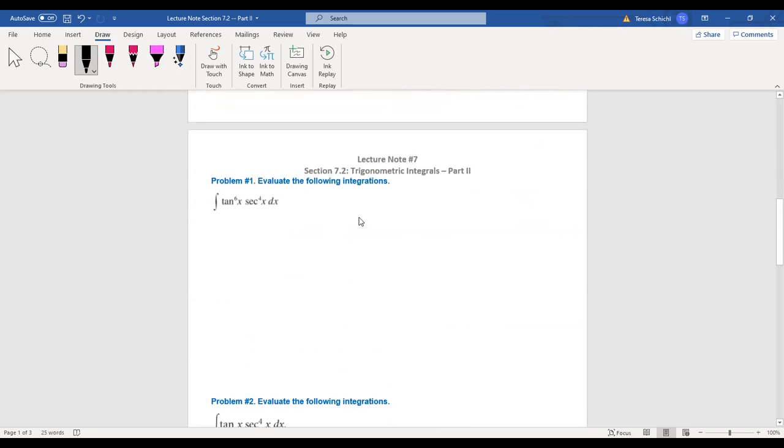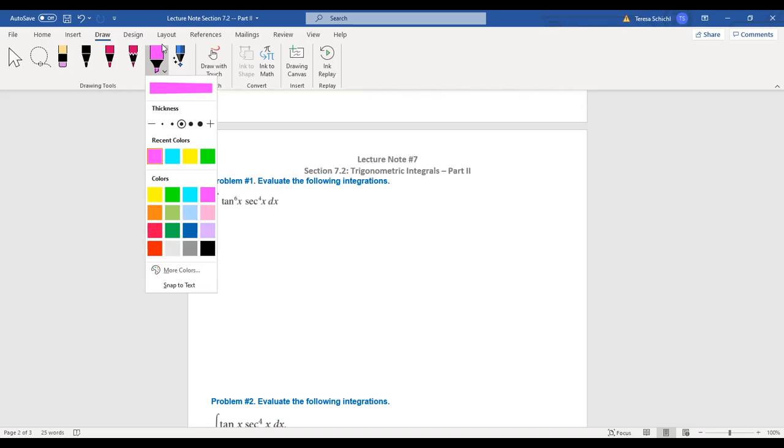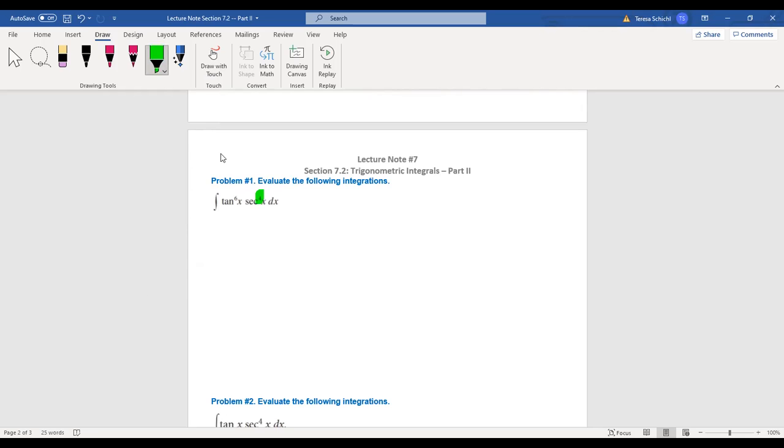And now let's take a look at the problems here. Let's evaluate the following integration. The first one is tangent to the 6th, secant to the 6th. Both of them are even numbers, and I love the even number. When the secant power is even, that's really good.